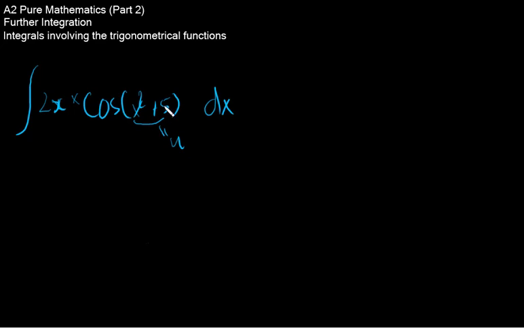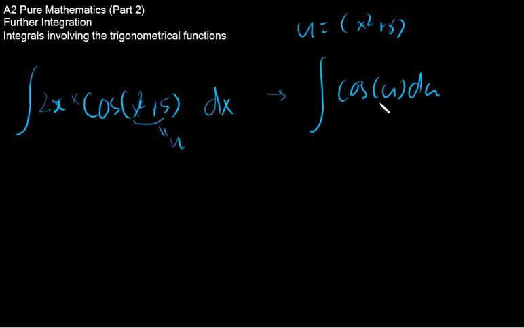Simply set u equal to x squared plus 5, so du over dx is 2x, and 2x times dx is equal to du. This gets us to the integral of cos of u du. Integrating this is easy because it is obviously sine of u. So that is simply an integral involving a trigonometrical function.